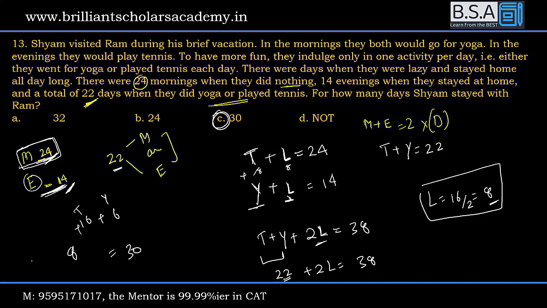If I put the value of L as 8, T becomes 16. 16 days they are playing tennis in the evening. When I put 8 in the second equation, they are doing 6 days yoga in the morning.